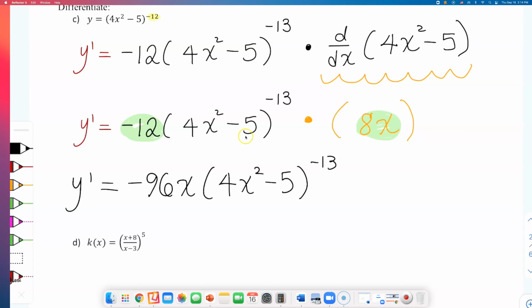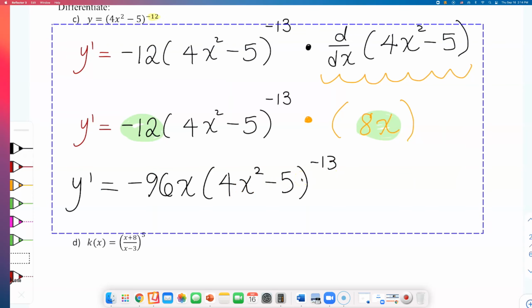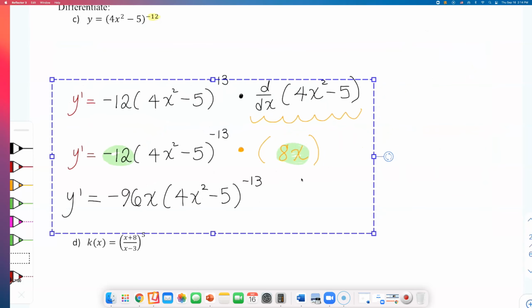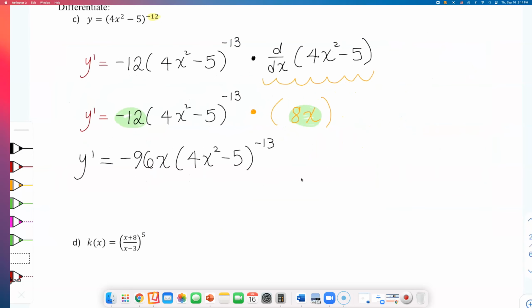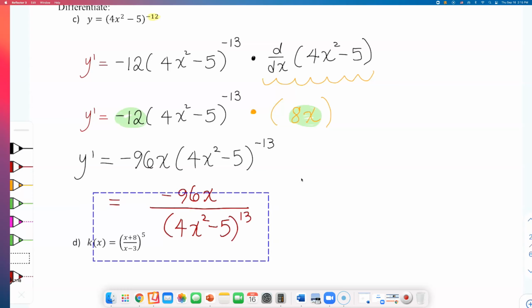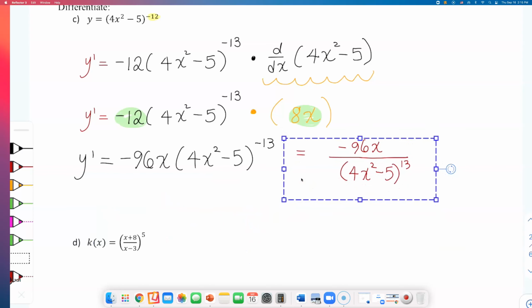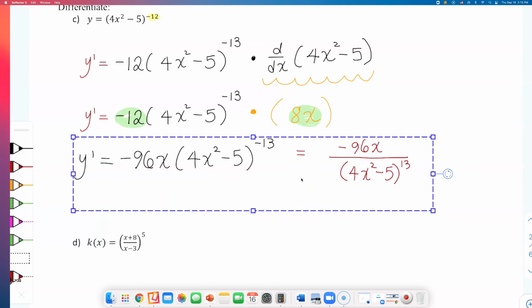You can even put this in the bottom of the fraction if you want to, but this problem started with the negative exponent, so I don't really feel the need to write this in a fraction format, but why not? We can put negative 96x on top of the fraction, and we can put 4x squared minus 5 raised to the positive 13th power in the bottom of the fraction. But you know, you don't have to. Both are perfectly fine answers, okay?